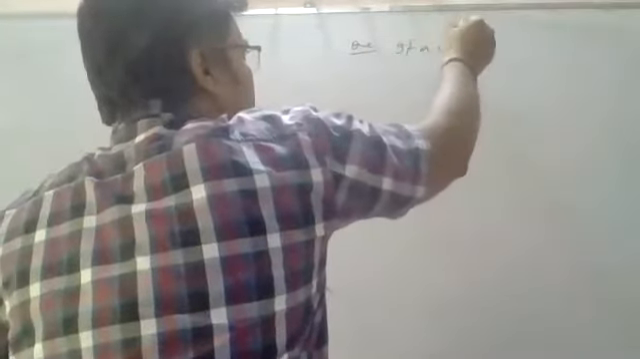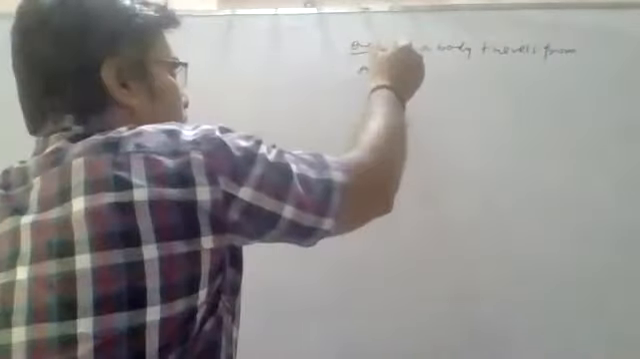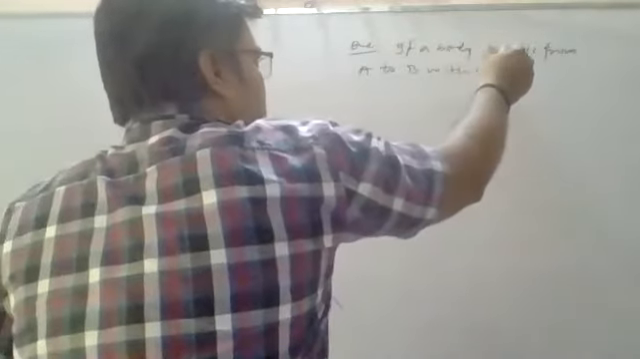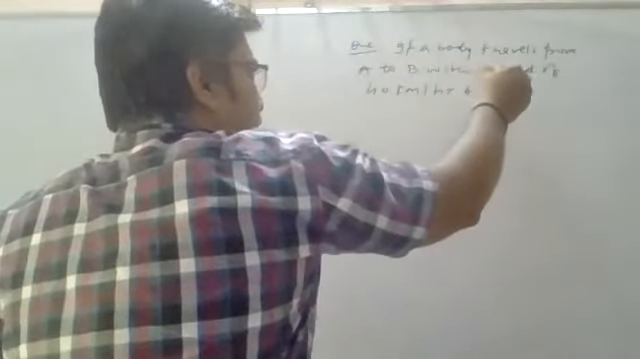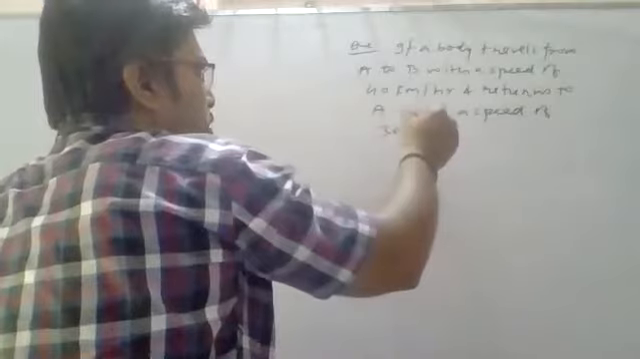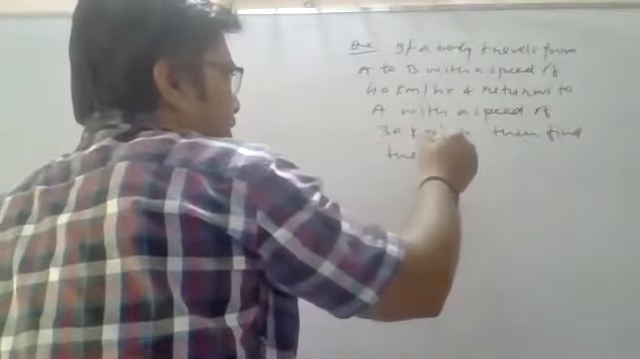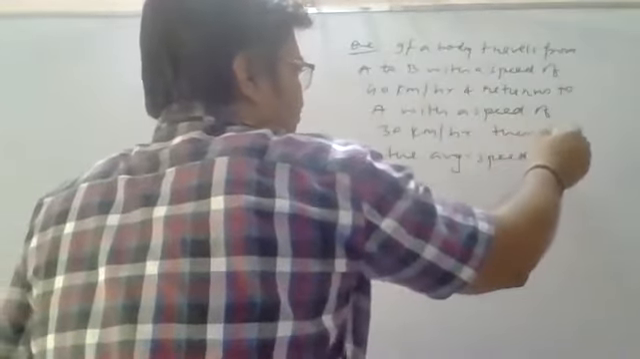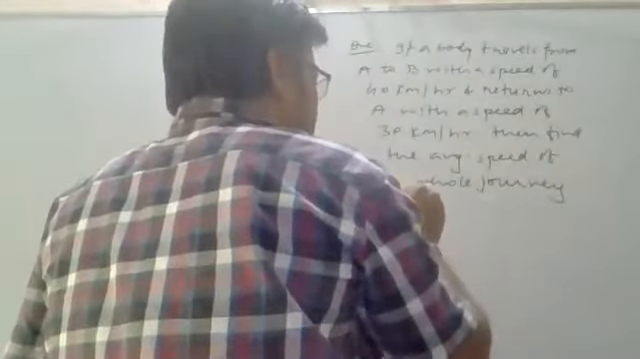If a body travels from A to B with a speed of 40 km per hour, and returns to A with a speed of 30 km per hour, then find the average speed of the whole journey.